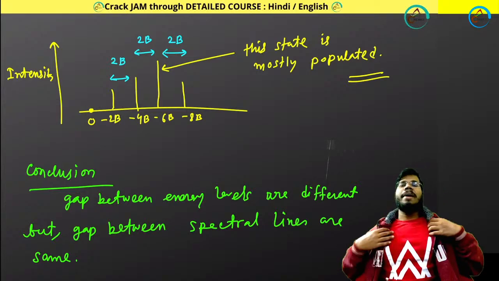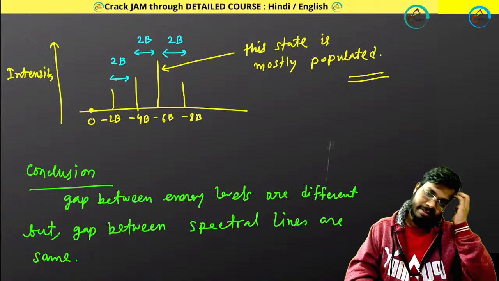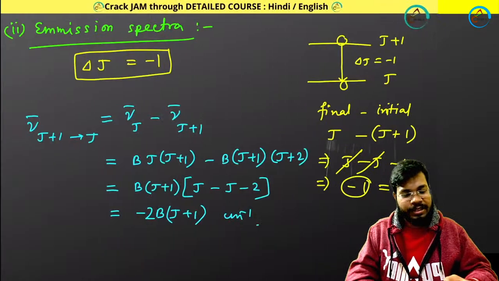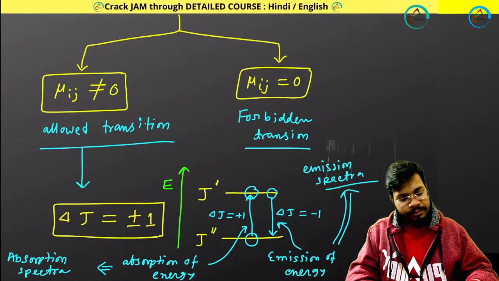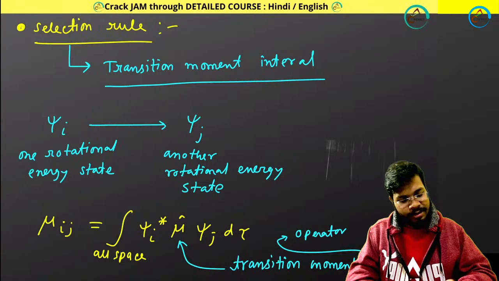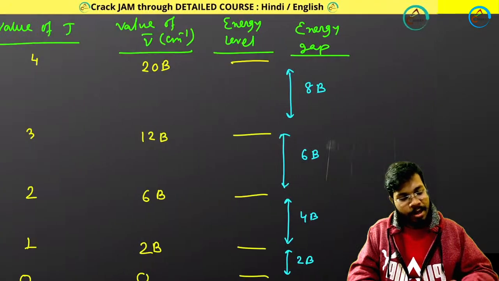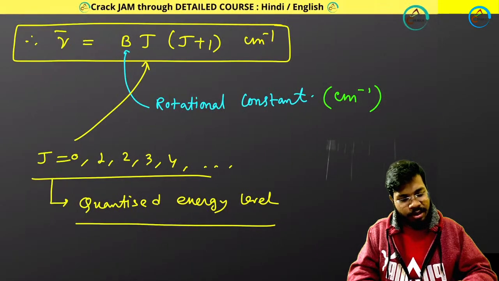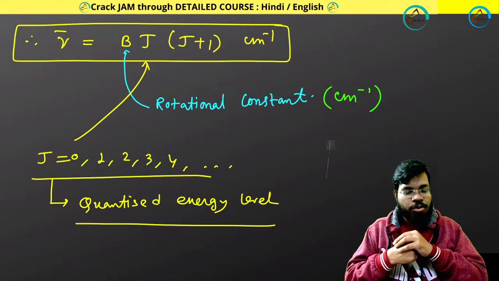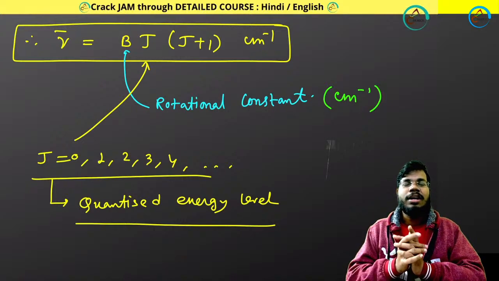Got it? So do you have any question regarding today's lecture? Got it? So this formula you need to remember. This formula is very important. This delta J will be plus minus 1, then this energy gap formula, and finally whether zero point energy is present or not, this one, and finally this one, nu bar equals to B J into J plus 1 centimeter inverse. These formulas are very important. So did you understand?